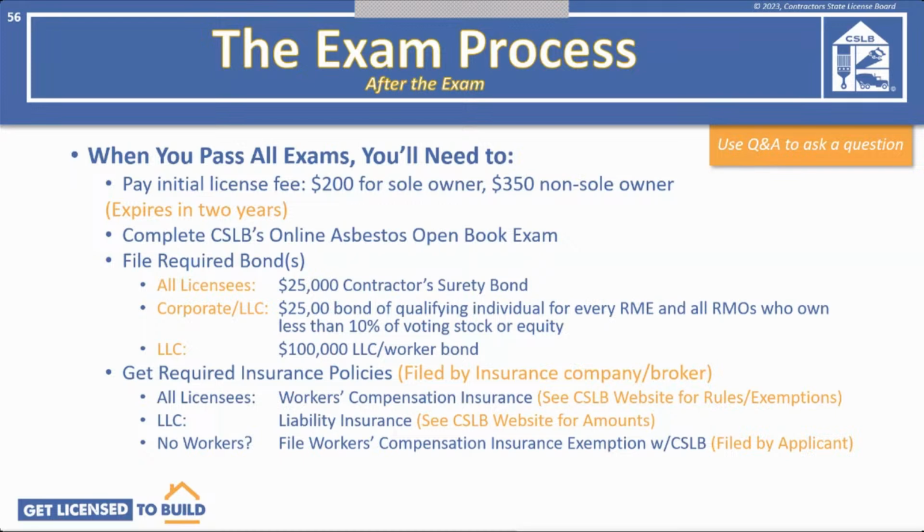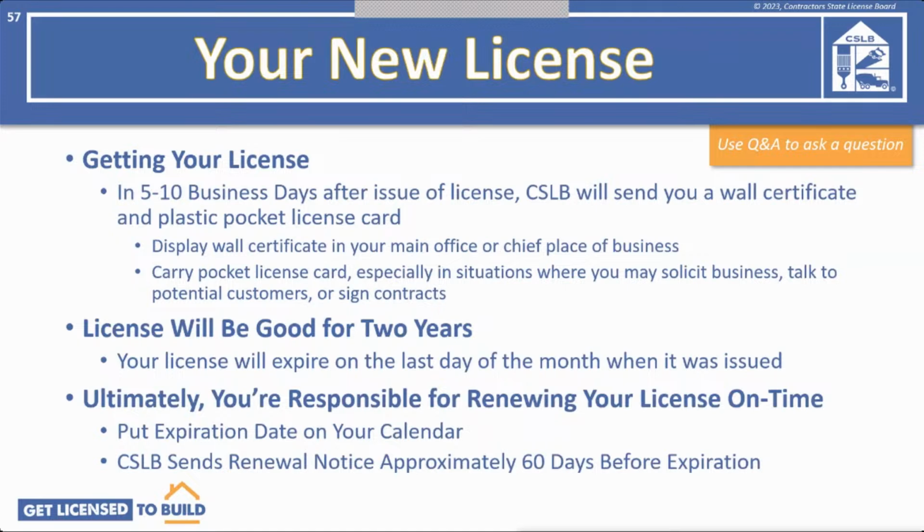If you're going to be an LLC, you'll also need liability insurance. See our website for more information. Please note that your insurance company or broker can submit your insurance information to CSLB directly on our website. In about 5 to 10 business days after your license has been issued, CSLB will send you a wall certificate and plastic pocket license card.